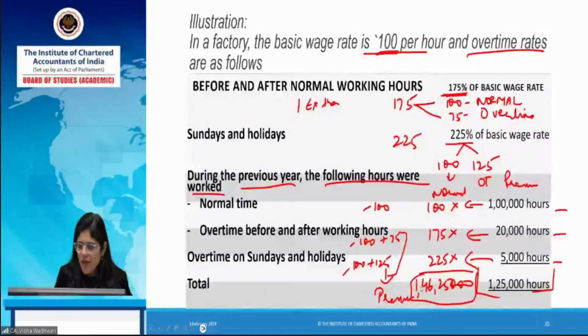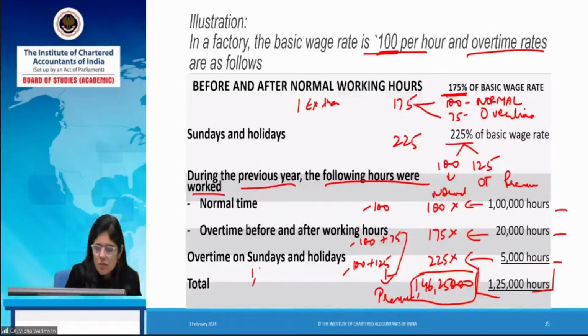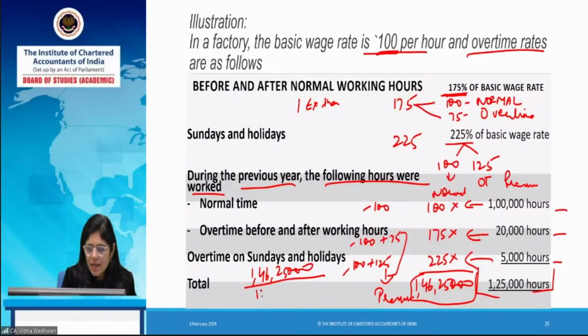So first we have to calculate the average rate, because there are different rates for different hours. So just calculate the average rate. We have three different rates, so we have to calculate one average rate. 1,46,25,000 divided by 1,25,000 hours. So what is the rate per hour? Average rate per hour. Can anybody give me the average rate per hour?